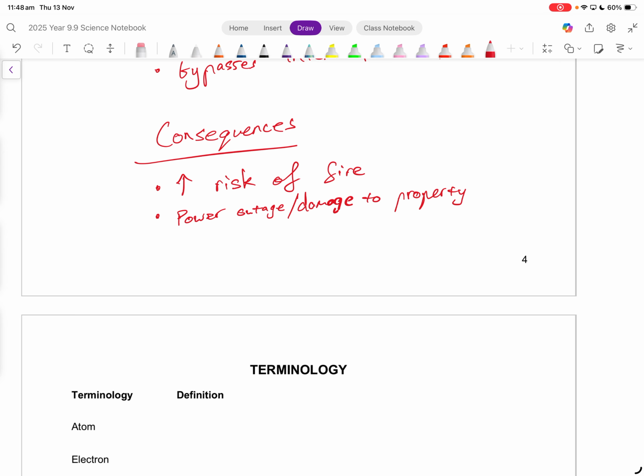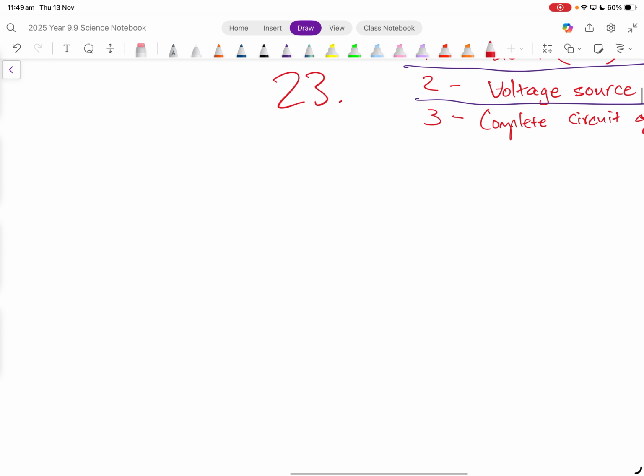Yep. Electrocution. Not fun. Not encouraged. So how is the short circuit, how is the accidental pathway made? Lots of different variants here.